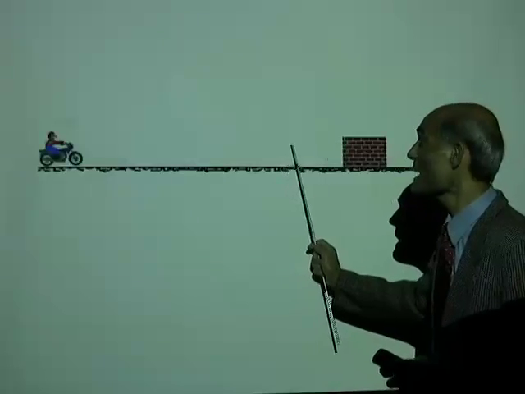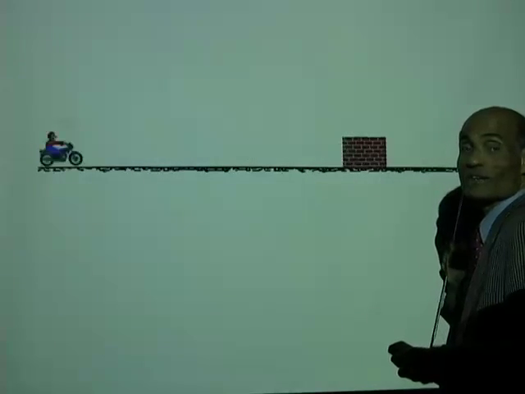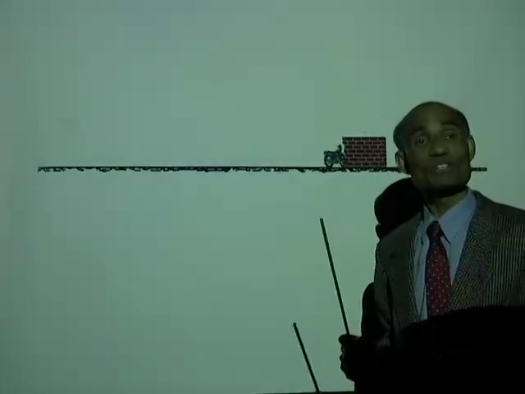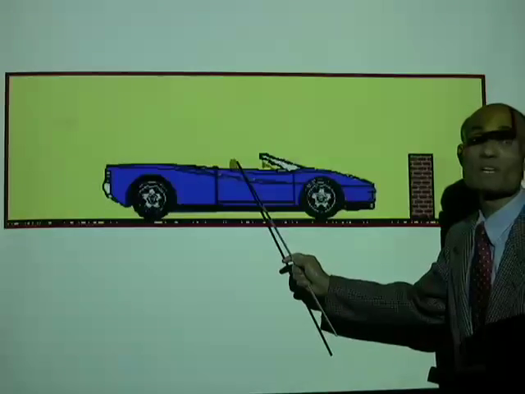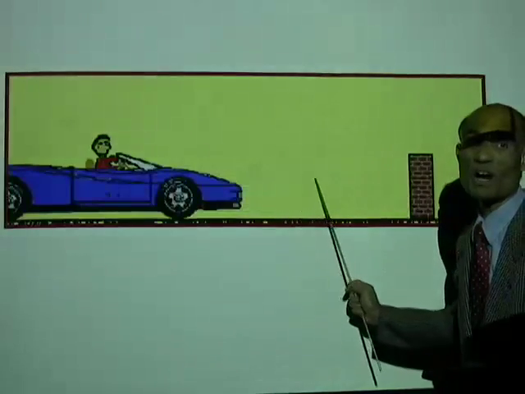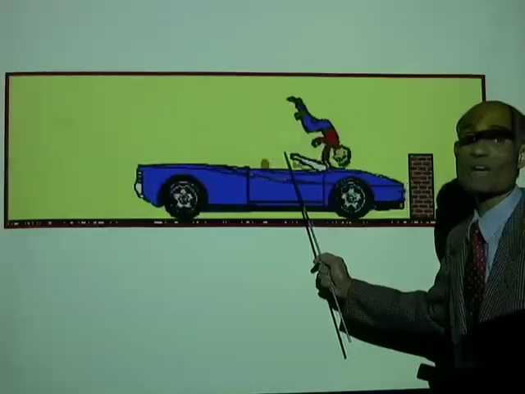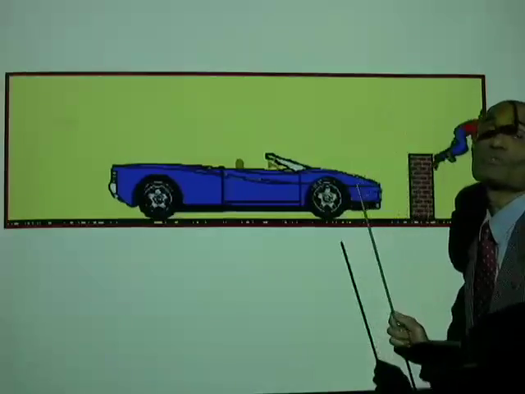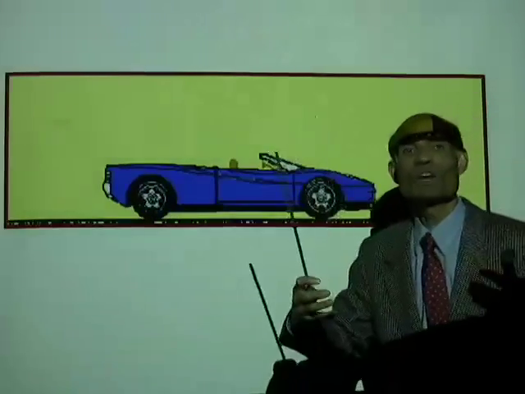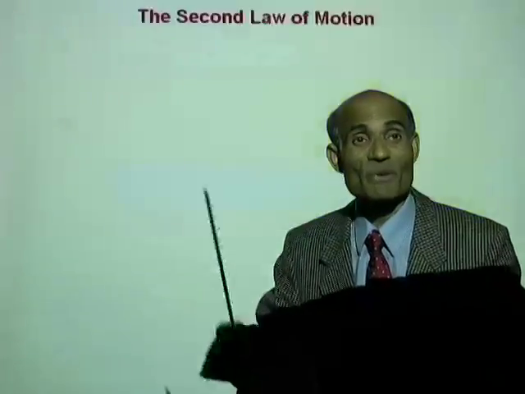Why does the man behave like this? Because he wants to keep on moving. And that is inertia. Well, one more example. I know you are tired of these examples. All these are familiar examples. When the car is suddenly brought to a stop, the man who is not wearing a seatbelt will want to continue moving. He wants to obey the rule of inertia.